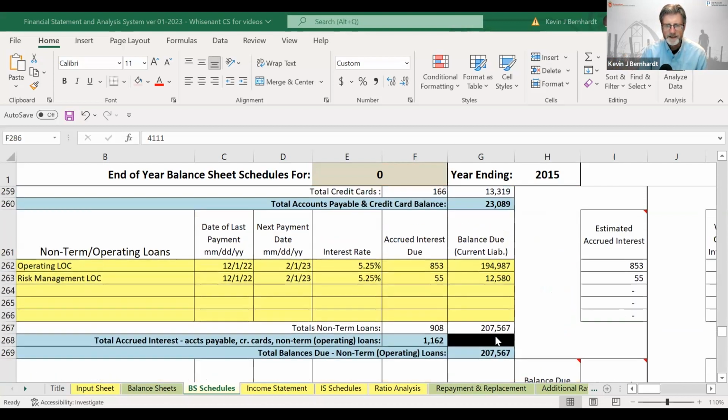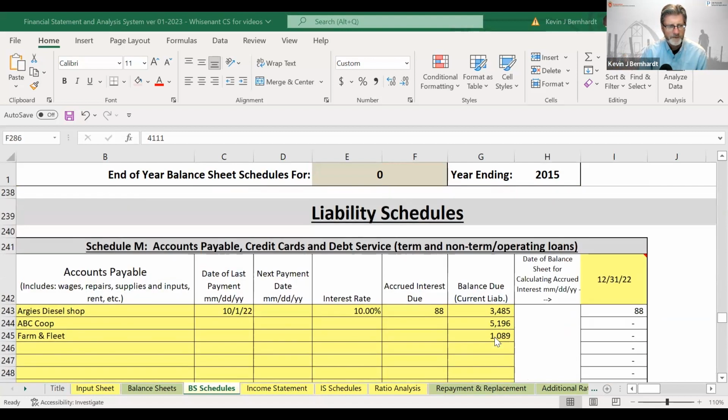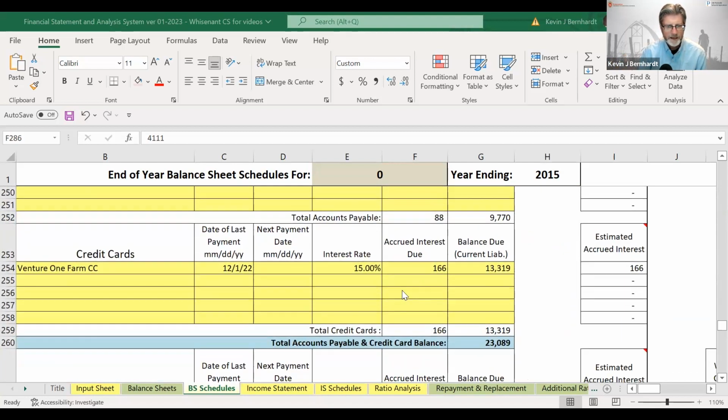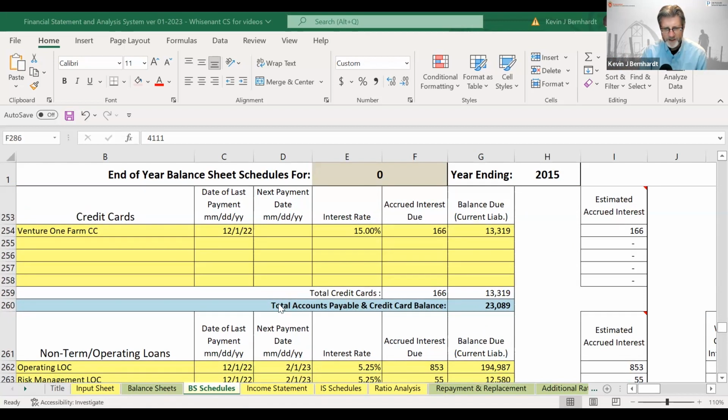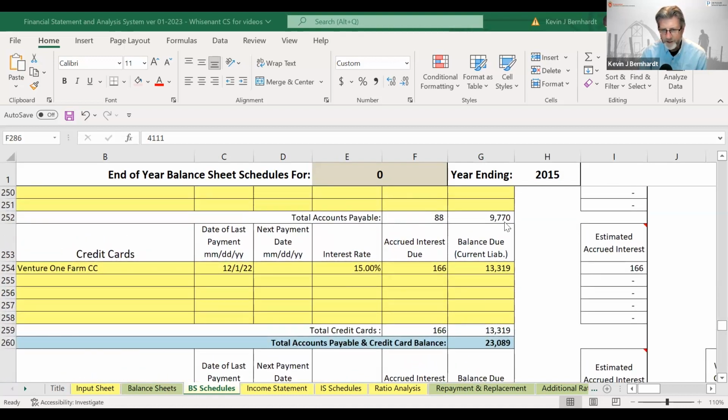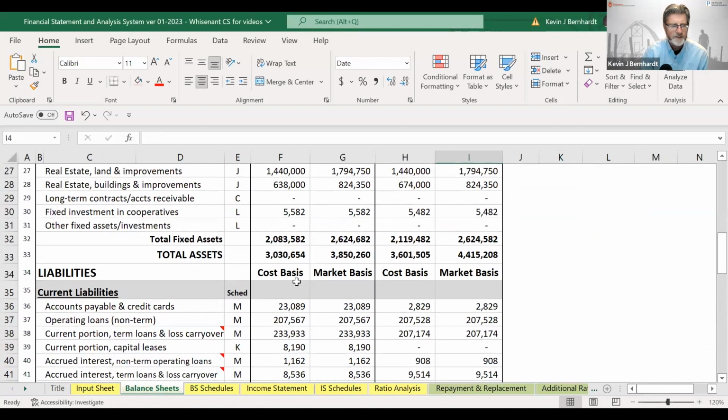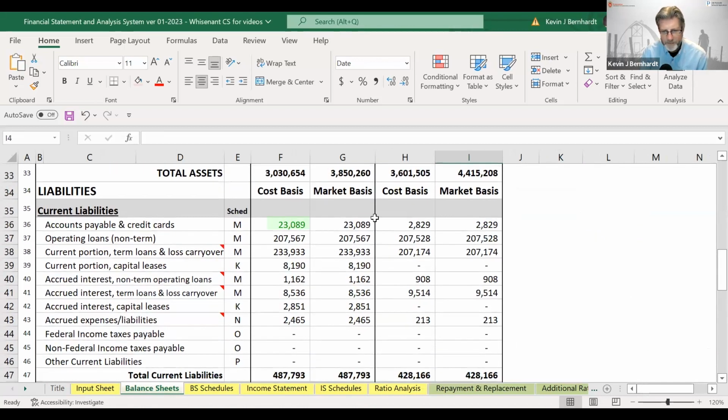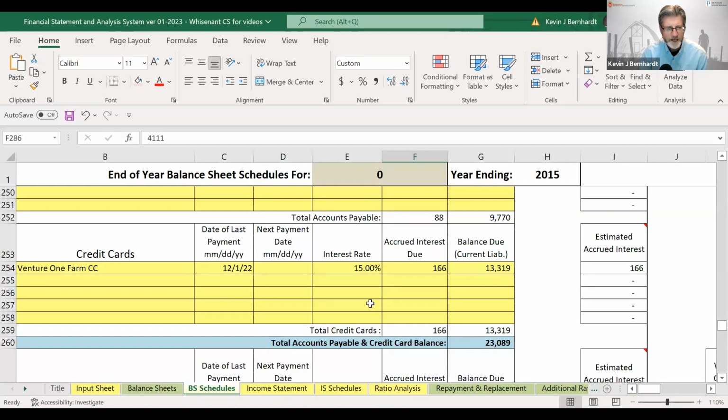So let's go back to the top of this Schedule M. Under accounts payable, credit cards, we get to a section that says total accounts payable and credit card balances of $23,089. Note that that's listed under a current liability. So remember that number, $23,089. If I go to the balance sheet and I look under current liabilities, there's that $23,089 right there. So that's automatically transferred over to the balance sheet once you have completed the balance sheet schedule.